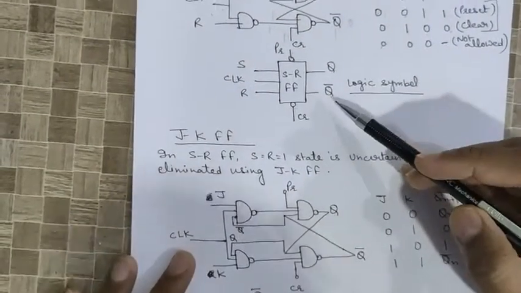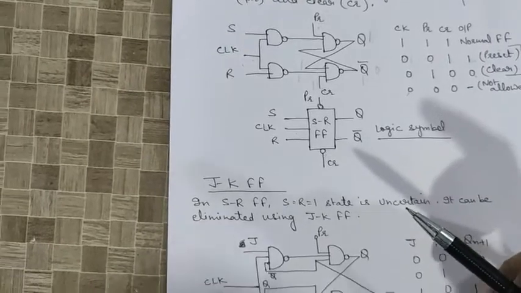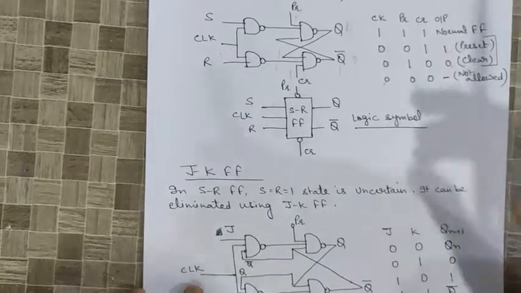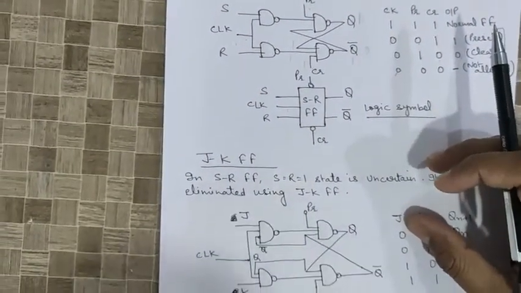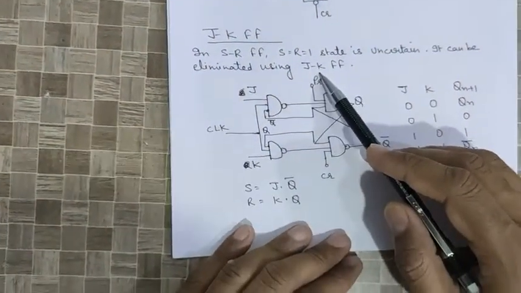The main problem with SR flip-flop is that when both inputs are 1, that is S equal to 1 and R equal to 1, the output is uncertain, and a circuit should be devised which is able to work on all types of inputs. So this can be eliminated with the help of JK flip-flop.